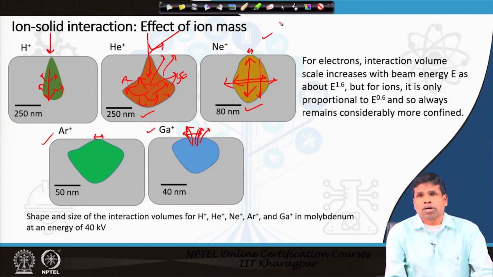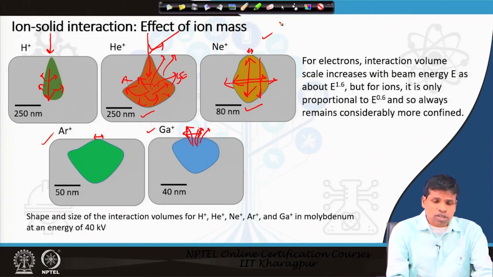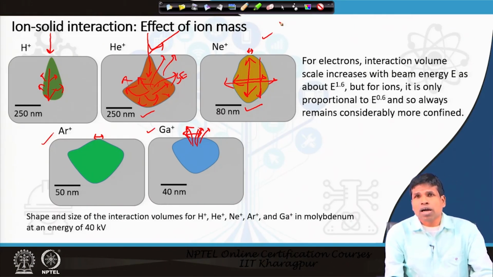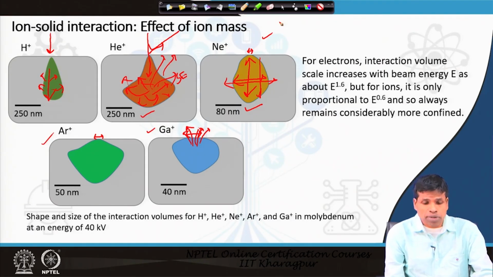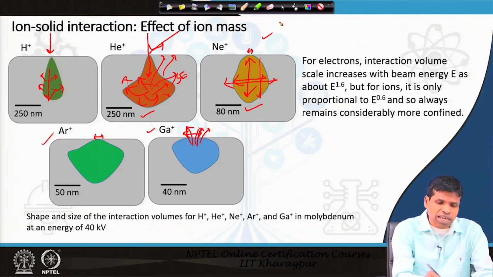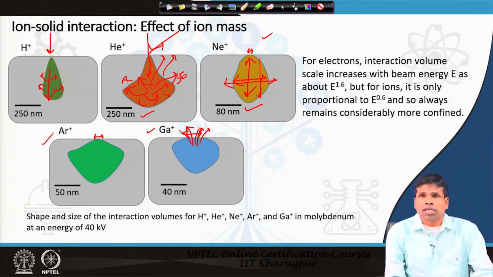are not very suitable for high resolution microscopy purposes. But because these ions have a higher mass, they have a higher momentum, and they can sputter away the specimen atoms from the surface. Therefore, they are best suited for nano fabrication purposes or for damaging purposes. Gallium is more extensively used in nano fabrication in the dual beam scanning electron microscope.